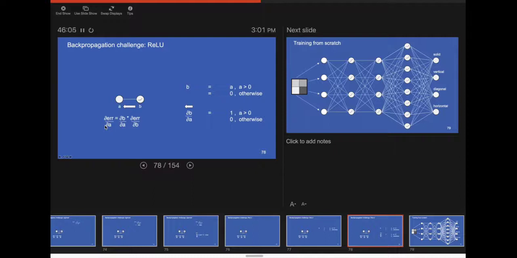So we've covered all possible cases. One where B was just W times A, one where B was some sum of the previous inputs, one where it was a sigmoid of A, and one where it was ReLU of A. And in each one of those, we have convinced ourselves that if we knew the rate of change of error with respect to B, we can figure out the rate of change of error with respect to A. Or in simpler terms, we can back propagate the error.